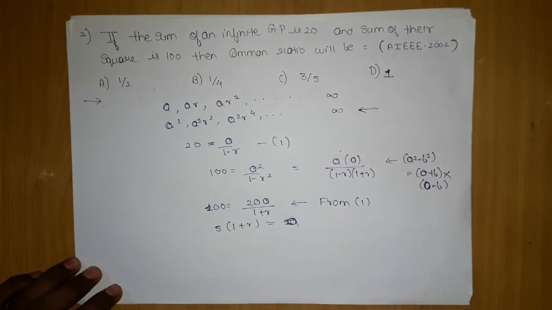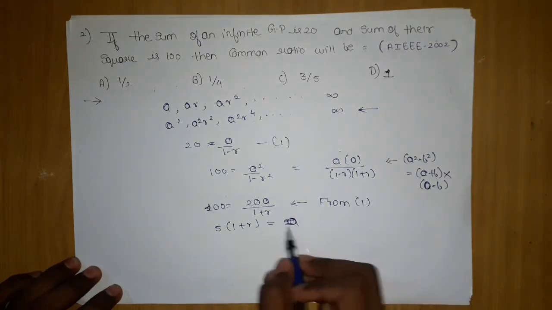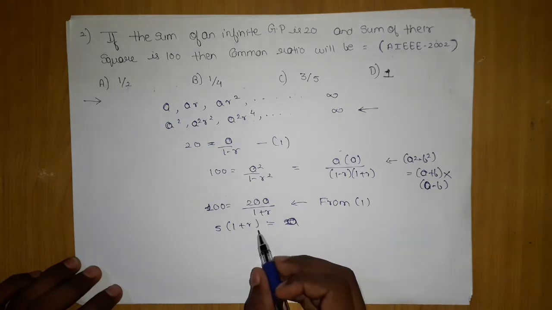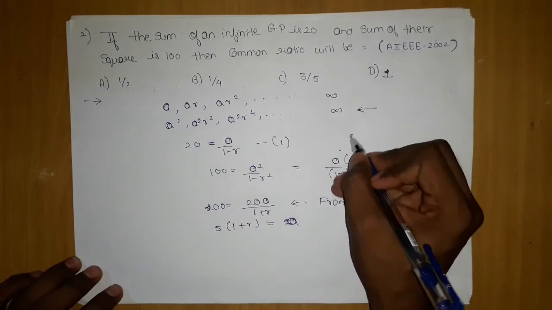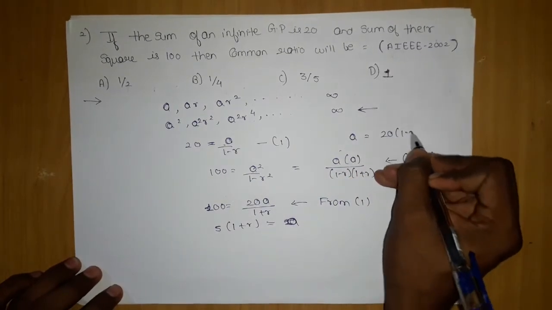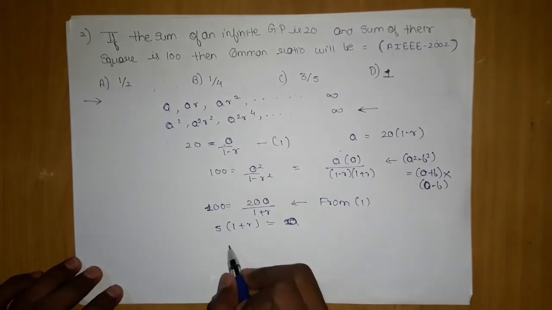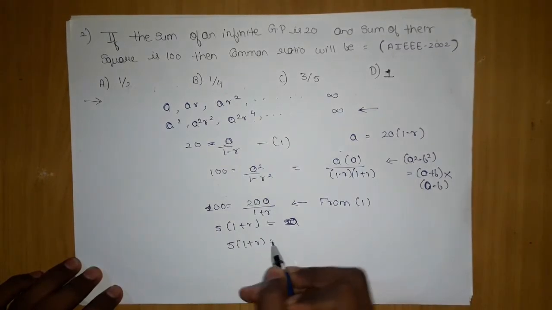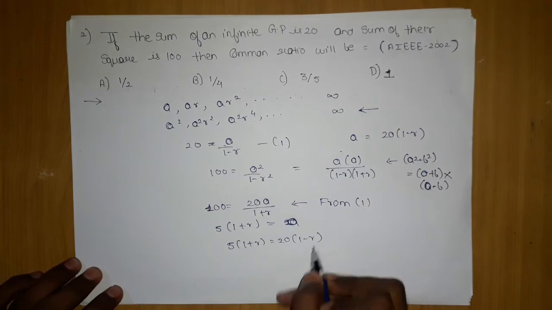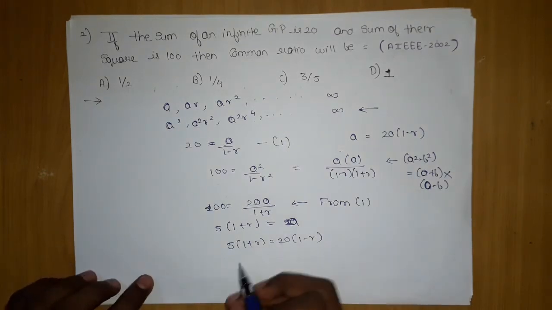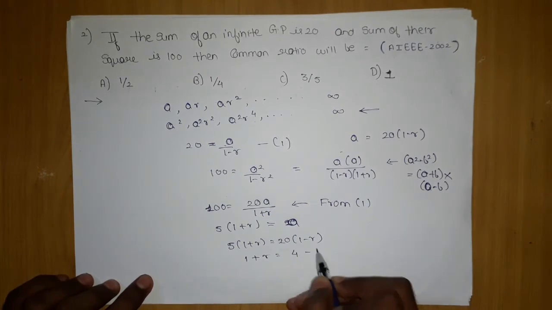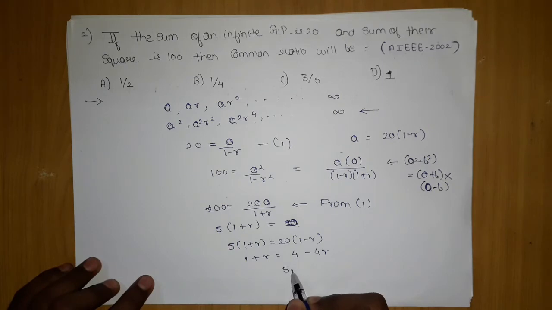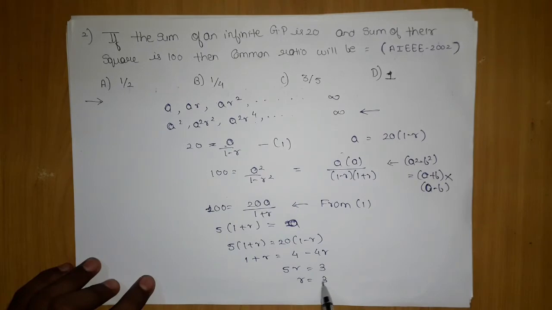Here a we have. Now we want to get all the things in terms of a. So we are going to do one thing: use this equation again and get the a value. a will be 20 into 1 minus r. I can substitute this value again here. So 5 into 1 plus r equals 20 into 1 minus r. Here this will cancel out 4 times, so 1 plus r should be equal to 4 minus 4r, giving me 5r should be equal to 3, so r equals 3 by 5.